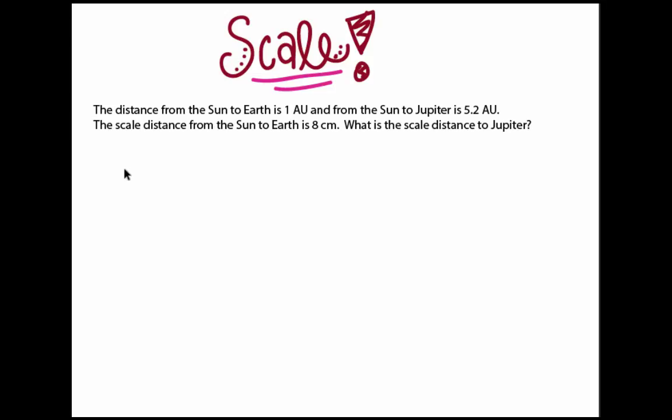The distance from the Sun to the Earth is 1 AU, and from the Sun to Jupiter is 5.2 AU. The scale distance from the Sun to the Earth is 8 centimeters. What is the scale distance to Jupiter? The first thing you do is write down your two distances. So Sun to the Earth, and then Sun to Jupiter.